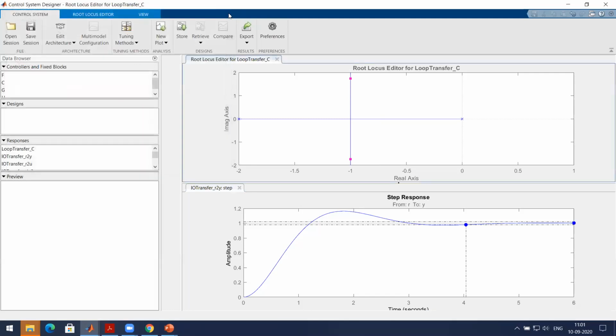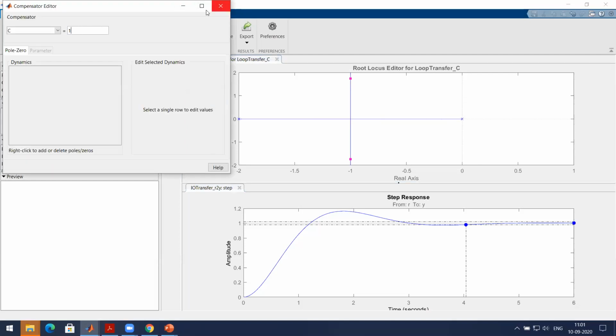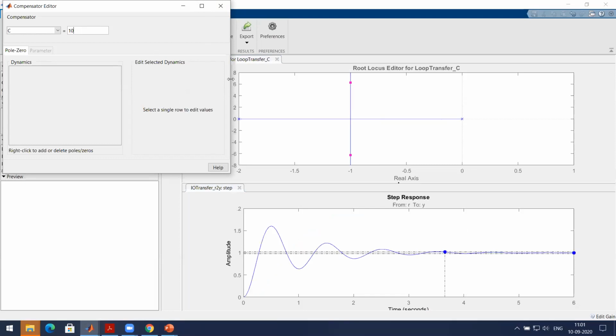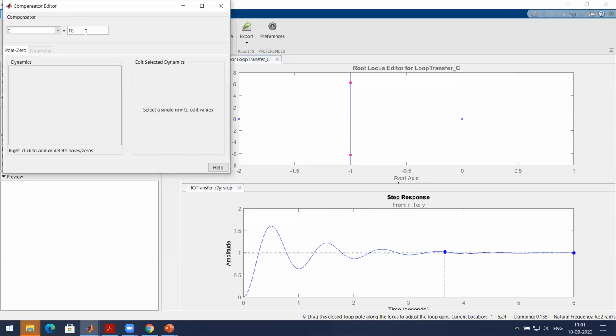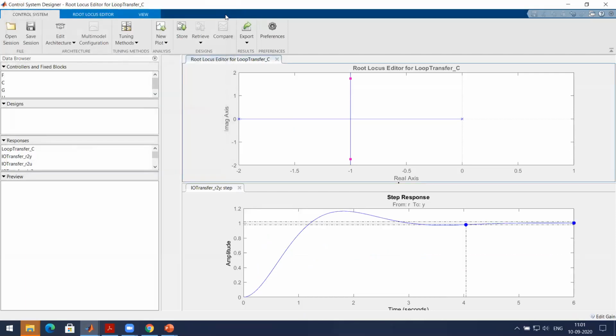If you want to find the gain, right click here, click on edit compensator, you can find the gain value. If you change the gain value, what will happen? The pole positions will again change. Say if I make it 10, then the pole positions are going to change. If I click here, the pole positions have changed now. Damping ratio has changed. So here we did not want to edit the compensator, but in other problems we gave a design requirement.